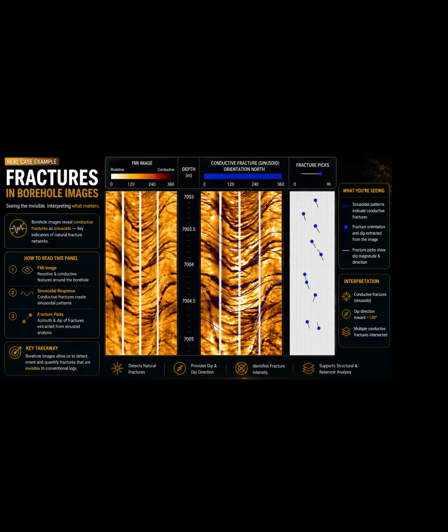When we see the image, let me start using the pointer now.